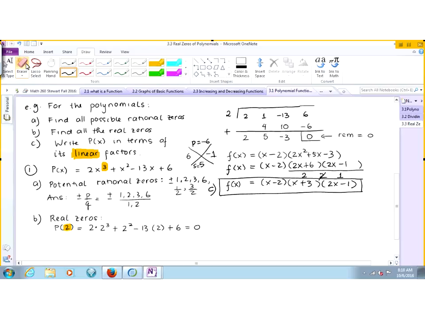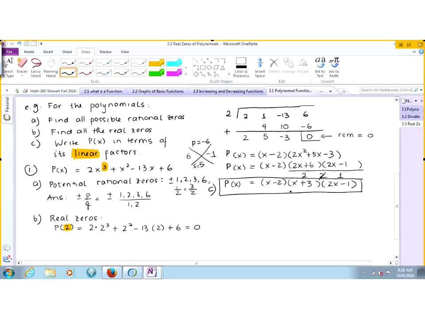This is f of x. Oh, why did I put f of x? I used P, didn't I? Let me use P. I'm sorry. I need to be consistent here. Okay. So this is my answer to C. I haven't answered B, but I will in the next line.